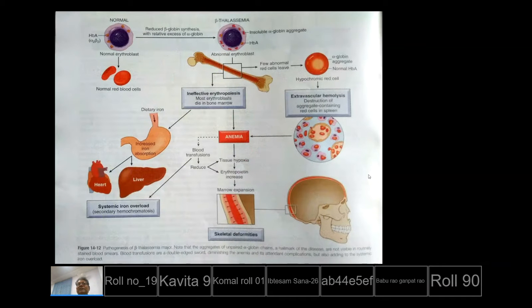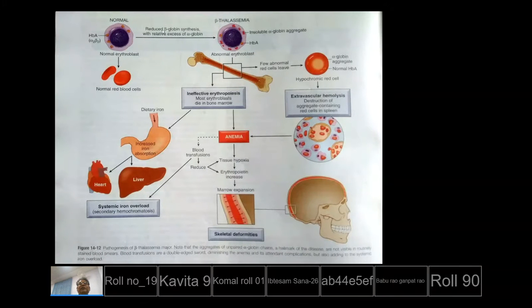This is the pathogenesis of beta thalassemia, also taken from Robbins. This is the normal RBC, normal erythroblast. Here there is the presence of 2 alpha chains and 2 beta chains, HbA. This gives the normal red blood cells.